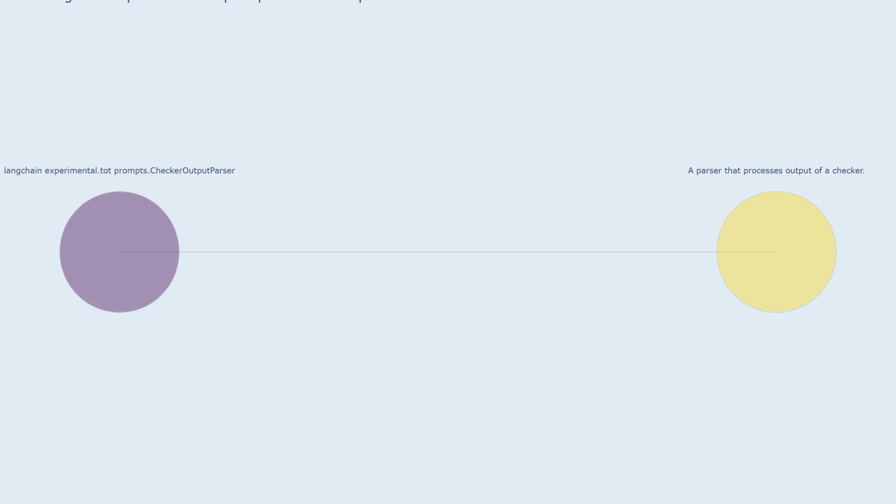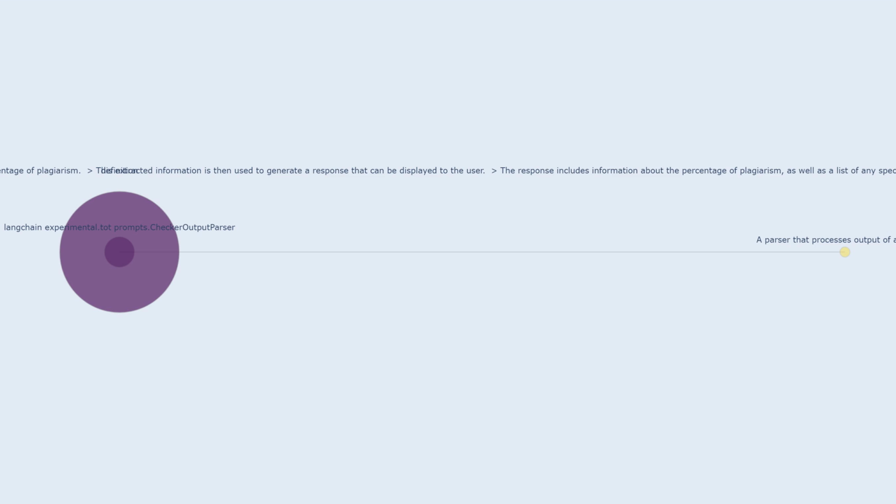Langchainexperimental prompts, checker output parser. None. A class that handles the output of a checker, such as a plagiarism checker. The checker output parser takes the output from a checker and extracts relevant information, such as the overall percentage of plagiarism. This extracted information is then used to generate a response that can be displayed to the user. The response includes information about the percentage of plagiarism, as well as a list of any specific instances of plagiarism found.